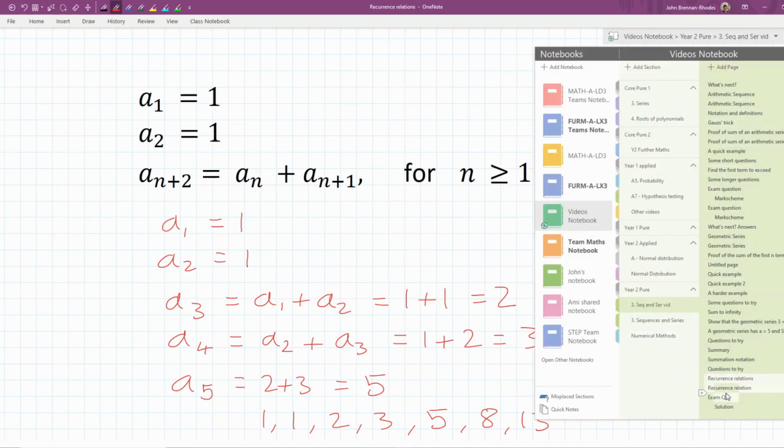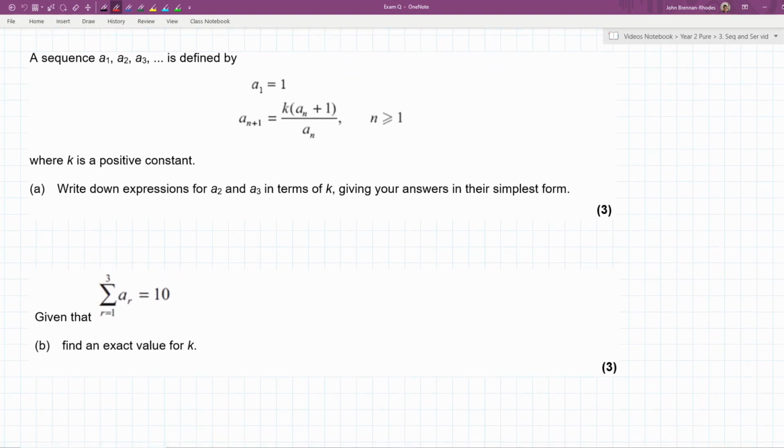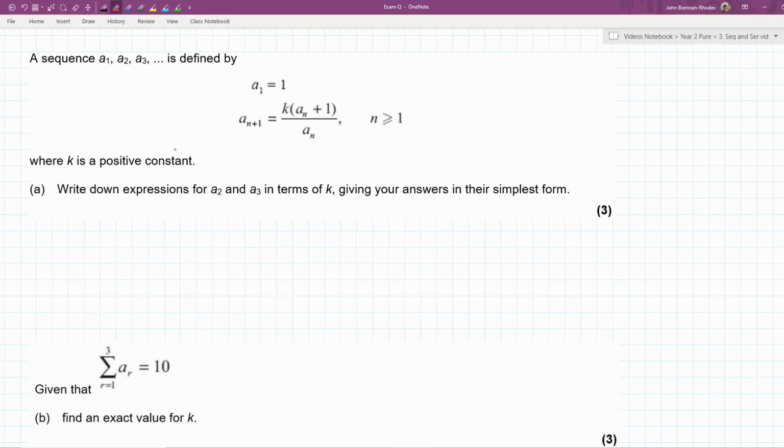Okay, I'm going to do an exam question now, which uses both these two things, the recurrence relations and the summation notation, and hopefully this can be useful. So I'm having a look at the exam question. We've got a1 is 1, and it says find a2 and a3. So we're going to do exactly that.